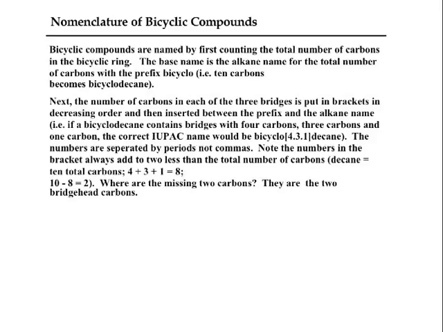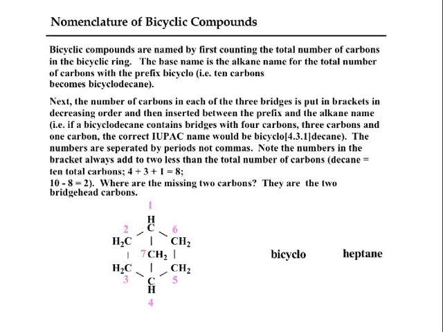How many total carbons do I have there? 7. So this is going to be a bicycloheptane. Notice there is a space in between them, and in that space, we're going to put the number of carbons in the bridges. I have a 2-carbon bridge, a 2-carbon bridge, and a 1-carbon bridge. So in brackets between this are going to go those numbers.